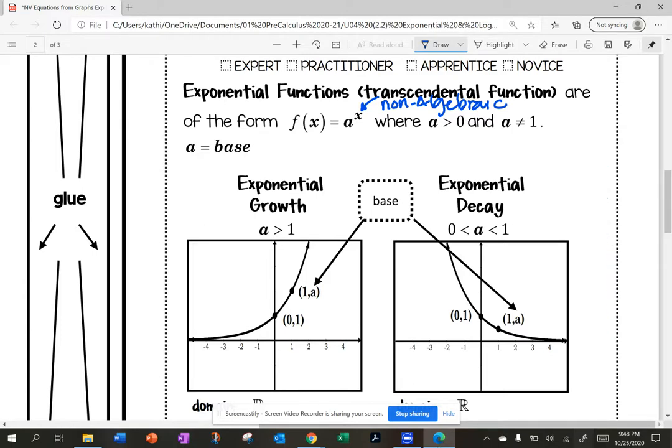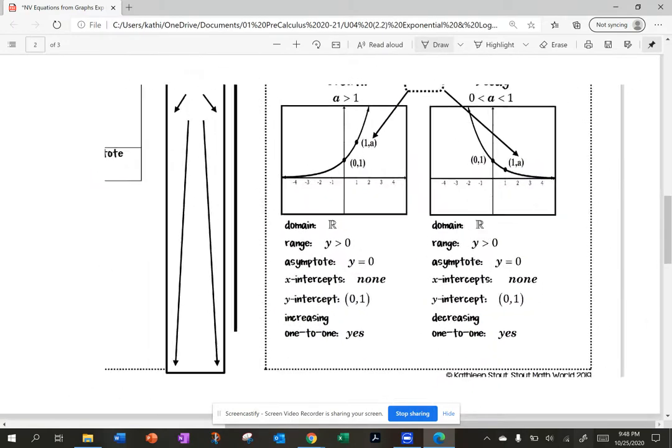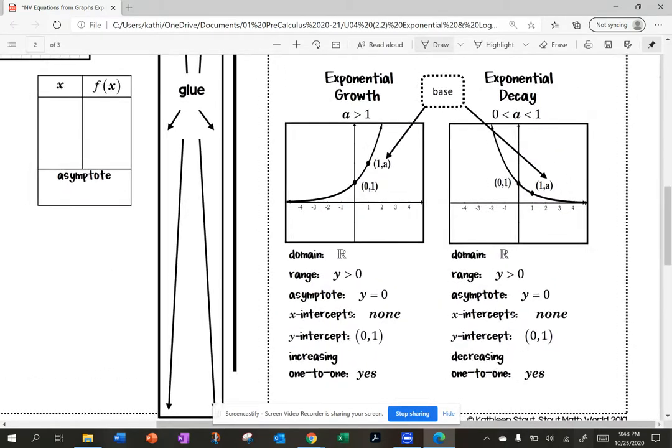Okay, we covered some key aspects of exponential growth and decay. We said the domain is the set of all real numbers. The range is y is greater than 0. The asymptote is at y equals 0, and an asymptote is a line that we approach, but we never go across. There are no x-intercepts. My y-intercept is at (0, 1).